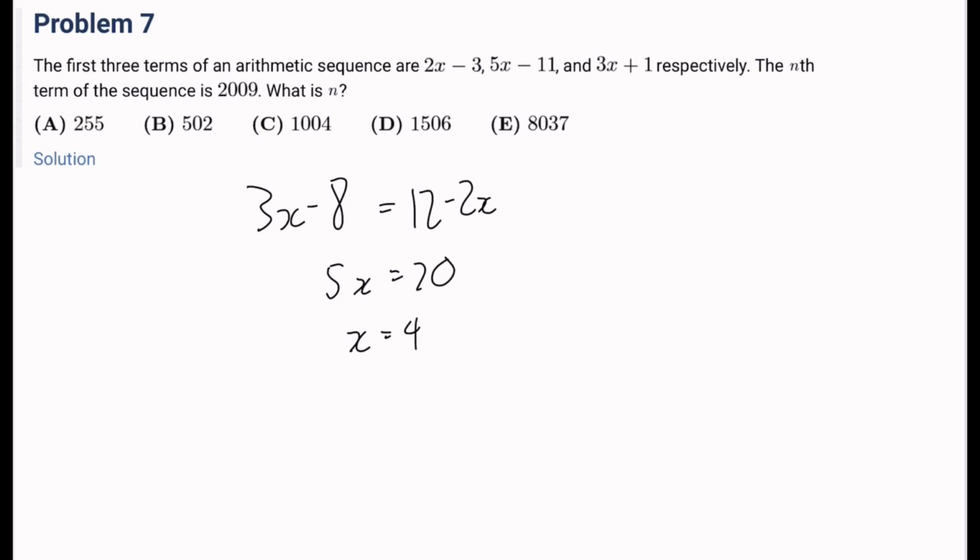And so that means if x is 4, then we start at 5, and we add 4, right? Add 4. This can be expressed as 4n plus 1, right? And then we want the nth term to be 2009.